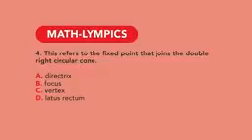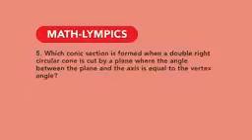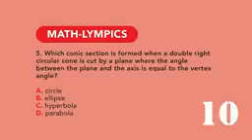Fourth item, the fixed point that joins the double right circular cone is called letter C, vertex. And last item, number 5, which conic section is formed when a double right circular cone is cut by a plane where the angle between the plane and the axis is equal to the vertex angle? A. Circle, B. Ellipse, C. Hyperbola, or D. Parabola?